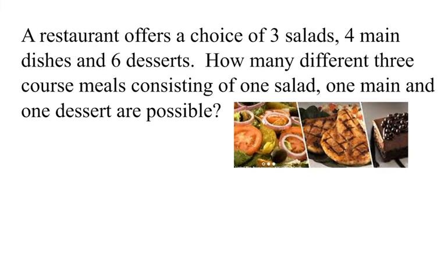All right, so let's take a look at this problem. A restaurant offers a choice of 3 salads, 4 main dishes, and 6 desserts. How many different 3-course meals consisting of 1 salad, 1 main, and 1 dessert are possible? Well, we don't have to make a tree diagram because we know the fundamental principle of counting, and we simply can multiply 3 times 4 times 6 to get a total of 72 different meals. No wonder it takes people so long to make their options or choices sometimes when ordering.